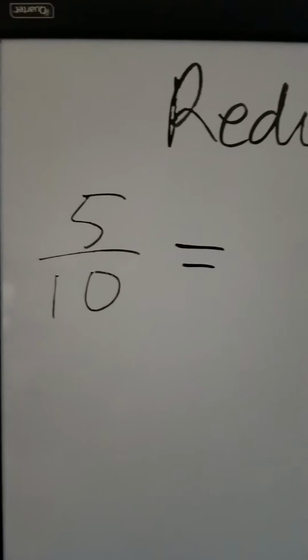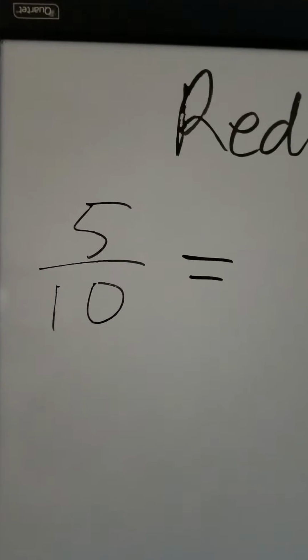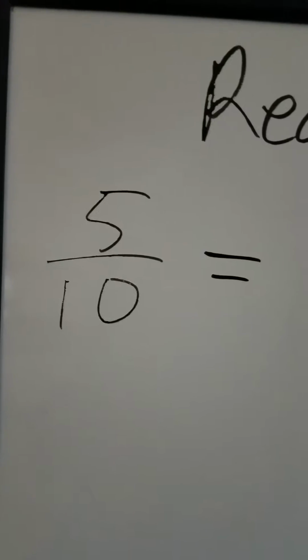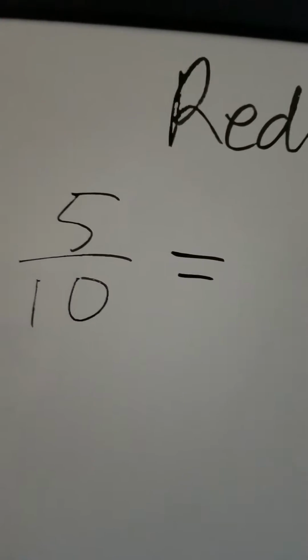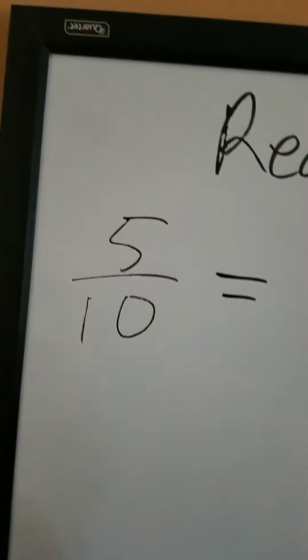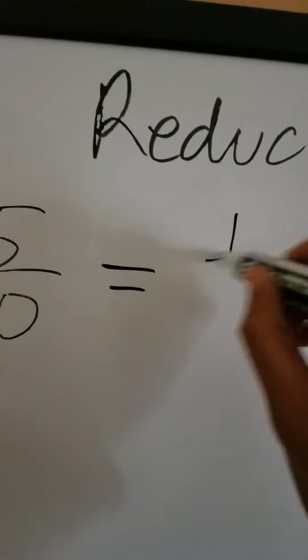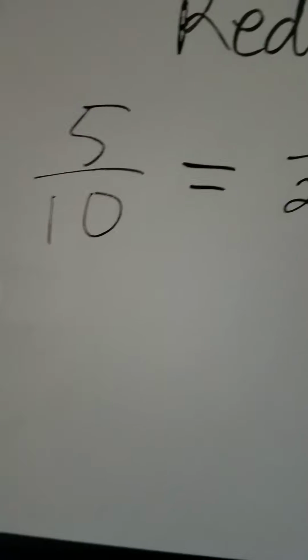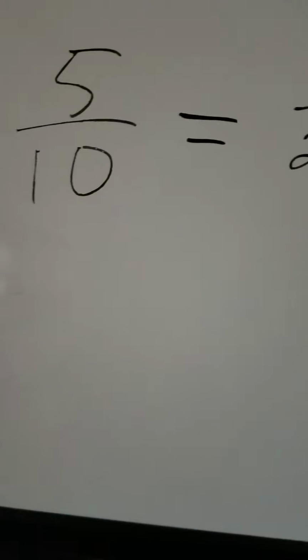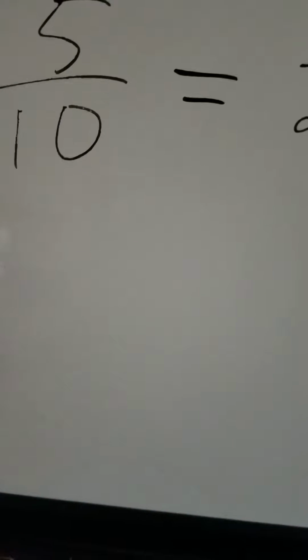Now sometimes we have a pretty straightforward problem. Let's say for example 5/10, and some of you could look at this and right off the bat see that 5 is half of 10, and so naturally 5/10 is simply 1/2. But what about when the problem is not so straightforward? How can we approach this?